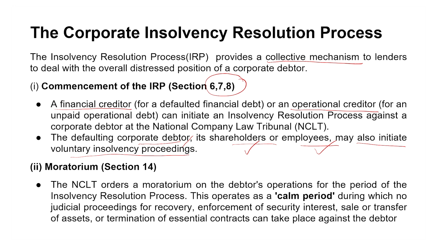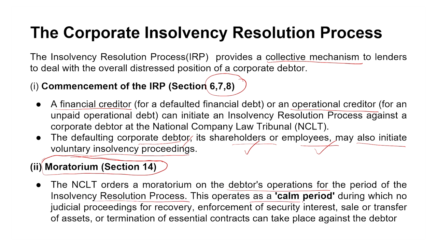And the beauty of this entire Insolvency and Bankruptcy Code is reflected in the form of section 14. Before this code, this type of beauty was not found in statutory books. Moratorium is declared under section 14. The NCLT, National Company Law Tribunal, orders a moratorium on the debtor's operations for the period of the insolvency resolution process.